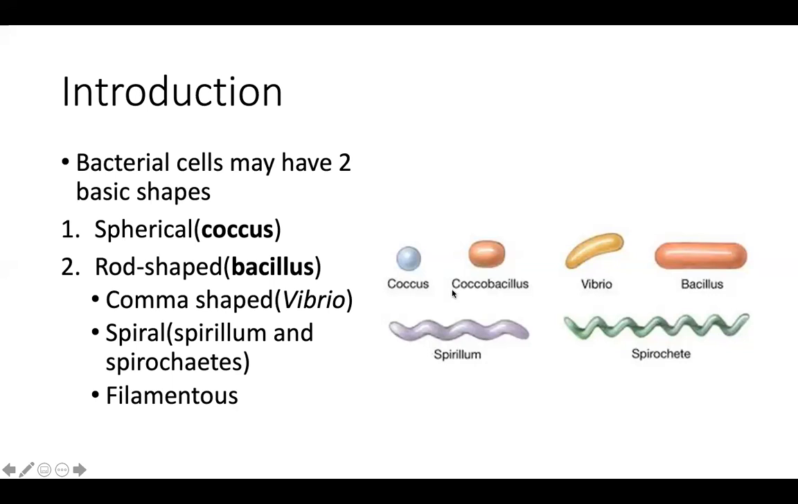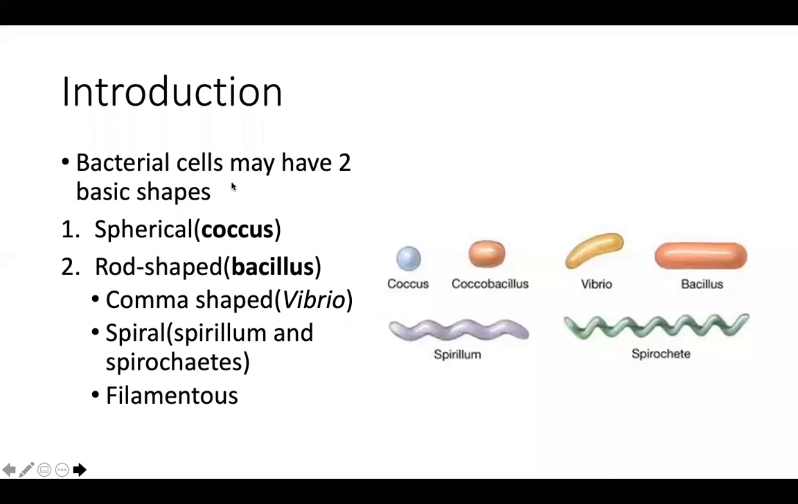So coccus, coccobacillus. So a coccobacillus, sometimes we refer to them as the pleomorphic bacteria. So they are neither too large to be cocci, nor too small to be bacilli. So we refer to them as coccobacillus, plural coccobacilli. Vibrio, these are the comma-shaped bacilli, and of course the bacillus, spirillum, and the spirochetes that we'll cover later.